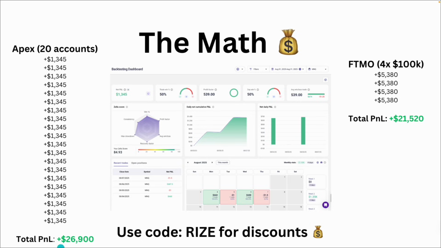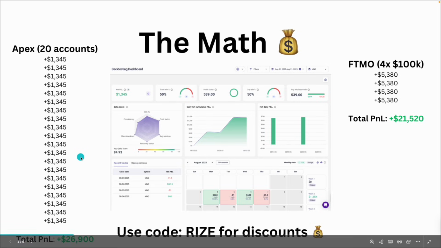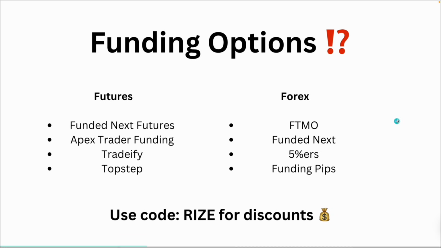We'll come back to this slide in a minute, but I want to show you how you can actually transform that $1,345 into a potential $26,000 week or a potential $21,000 week. But yeah, let's get into it.